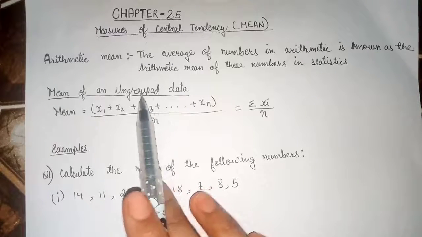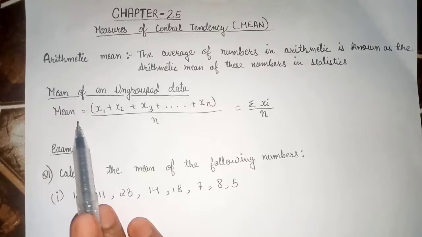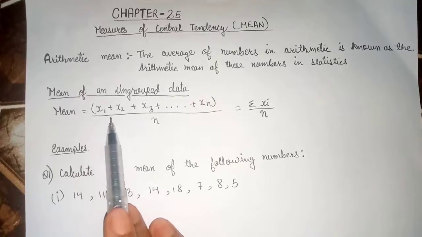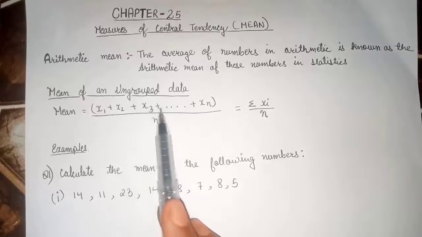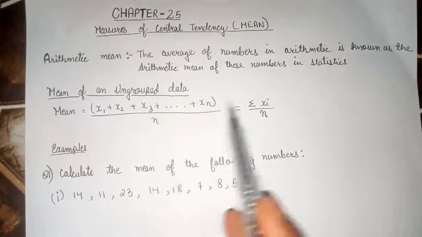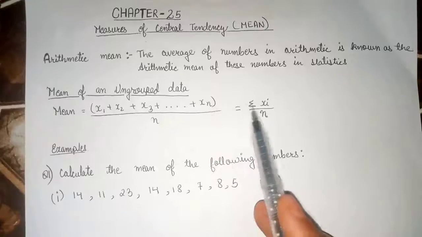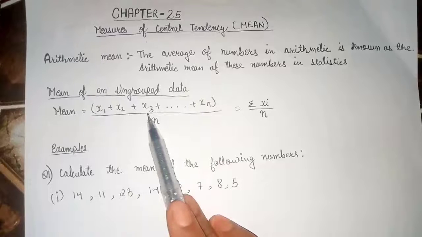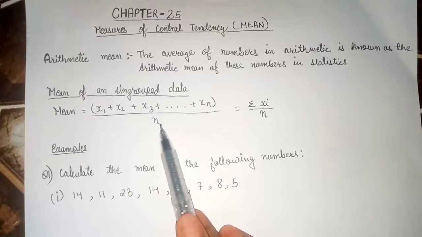Okay, so let's start. What is the formula of mean of an ungrouped data? It is x1 plus x2 plus x3 till xn divided by n. We will write here like this: summation xi by n. Here x1, x2, x3 are the numbers and n is the number of observations.